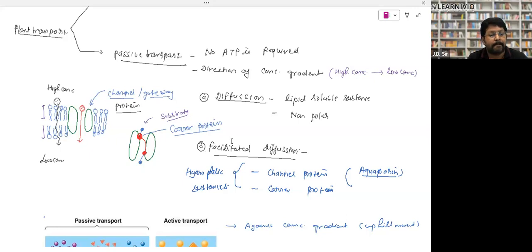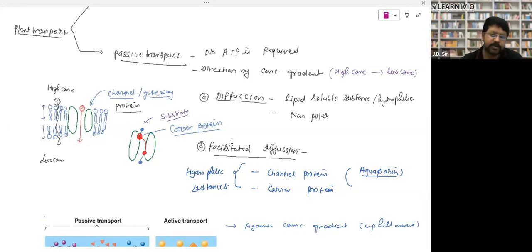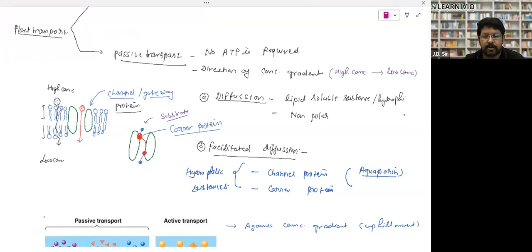Normally, lipid soluble substances, or hydrophobic substances, diffuse out directly through the lipid bilayer.